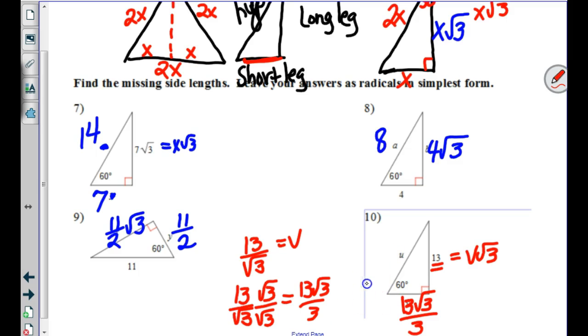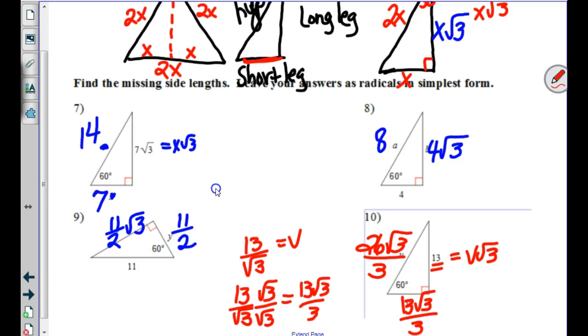What do we have to do to get the hypotenuse? Multiply by 2 or double it. What happens when we multiply by 2? Yeah, it's 2 over 1, so it's just 26 square roots of 3 over 3. We just double the top and the number outside.